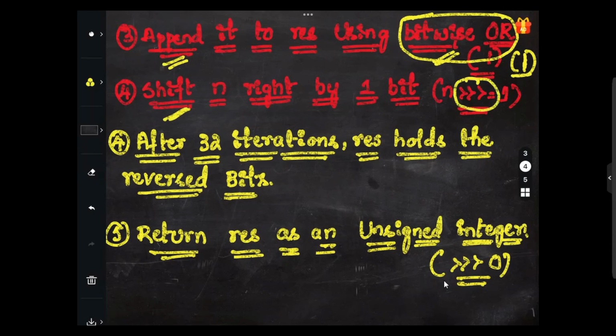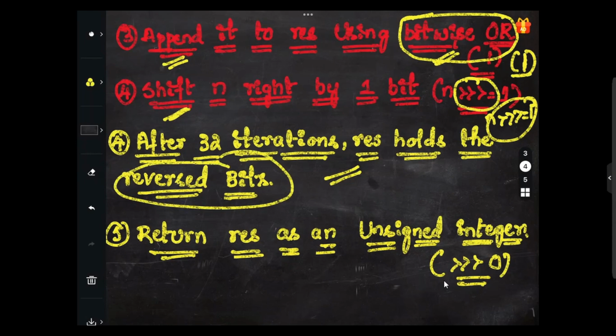You can clearly see here this one, right shift, right? So we will shift n right by 1 bit. Here you can clearly see this one equals 1. This is fine. The third step, or the fourth step here, is: after 32 iterations, result holds the reversed bits. Return result as an unsigned integer.